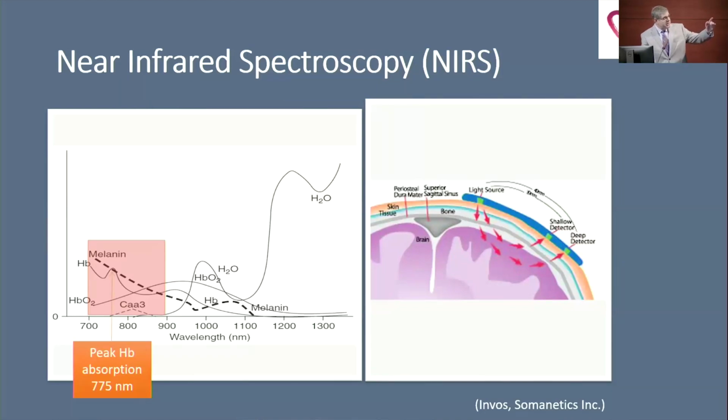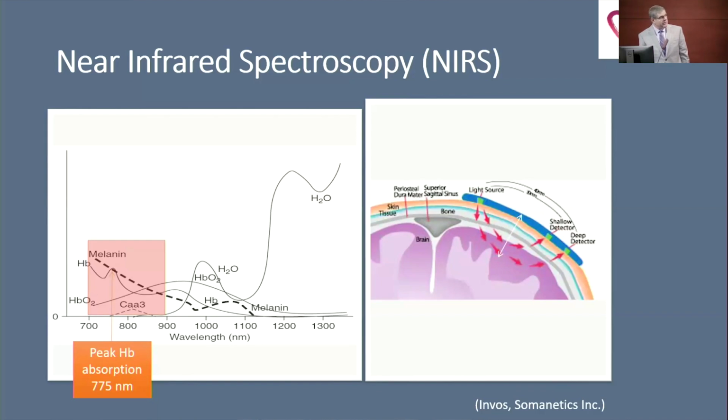And as you can see here, the peak hemoglobin absorption is at 775 nanometers, and at that point, there is a significant difference between the oxy and deoxy hemoglobins. So you can differentiate between them and understand what your oxygen state in the tissue is. On the right is an example of cerebral NIRS.